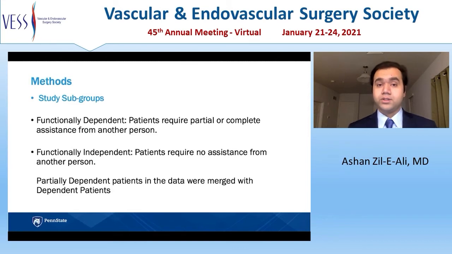We further subgrouped our population into functionally dependent and independent patients. We followed the definition of these two subgroups as available in the NSQIP dictionary, which is that functionally dependent patients are the ones who require assistance, whereas functionally independent patients are the ones who do not require assistance. Although there is a third category in the dictionary, partially dependent patients, we merged that with the functionally dependent category in order to achieve better subgrouping and more convenient analysis and better understanding.